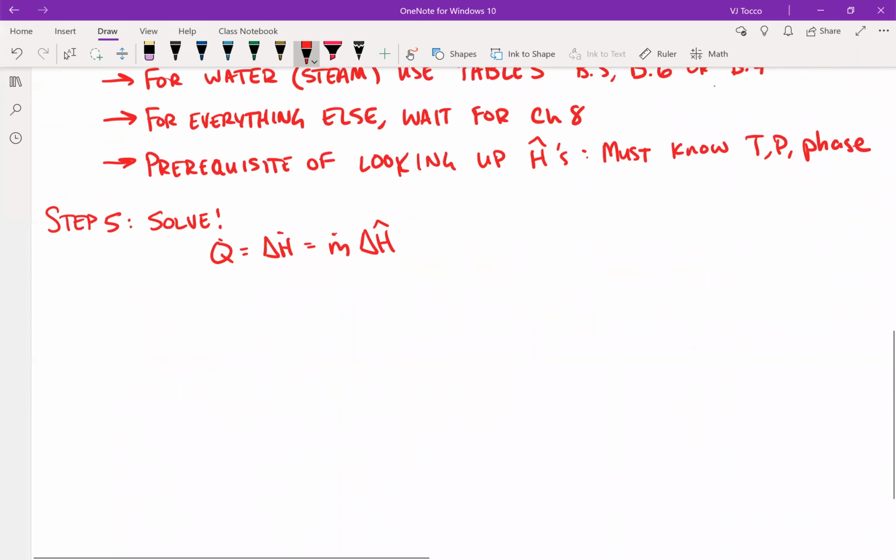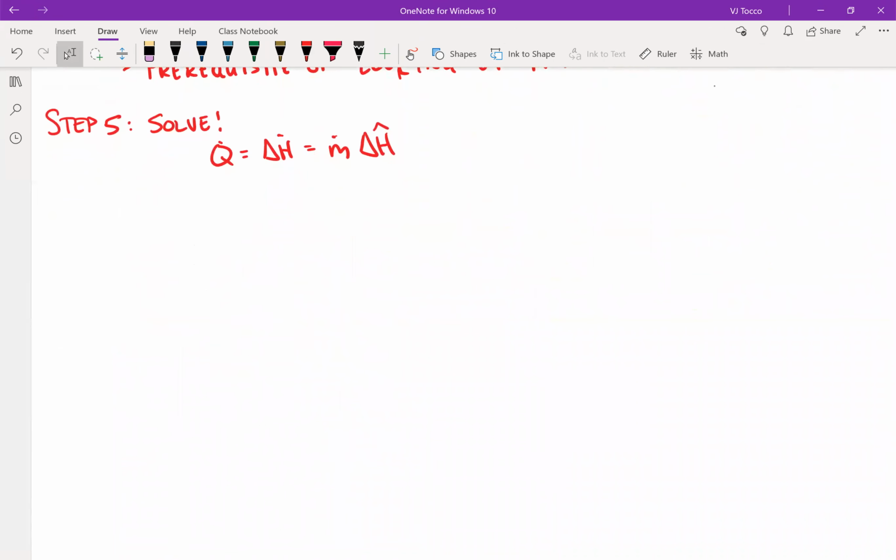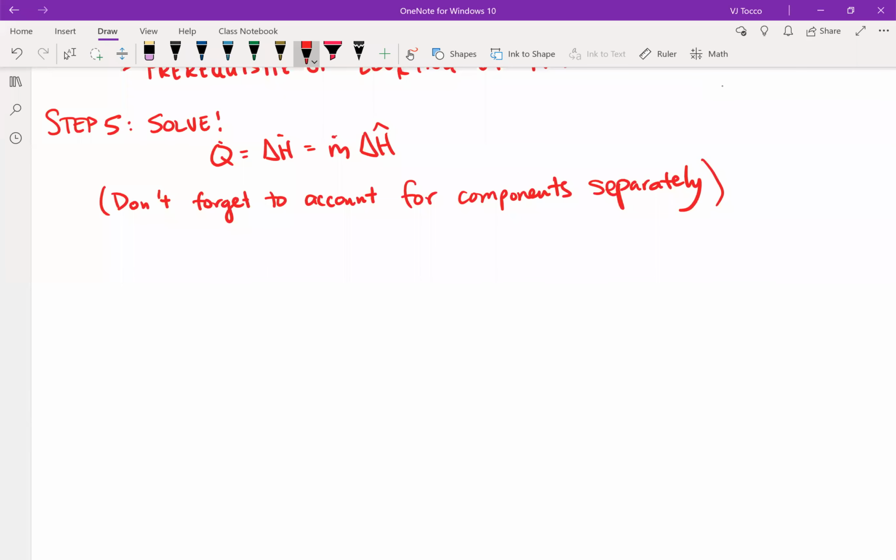Step 5 is to go forward and solve. So from your simplified energy balance, Q dot is equal to delta H dot. Remember, you can pull the M dot out so that you get M dot times delta H. And here the delta is understood to mean the sum of all the outputs minus the sum of all the inputs. So along with that, I'll also give you the hint that don't forget to account for separate components separately.